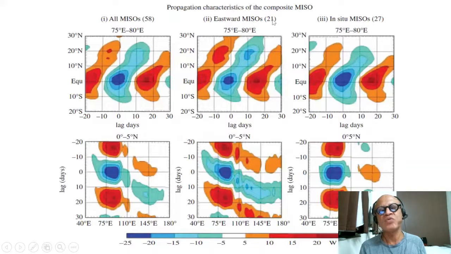Out of the 58, 21 have strong eastward propagating mesos, which is clear when you look at the same time period between 0 and 5 north. So you can see a clear longitudinal propagation towards the east. So there is a northeastward propagation, if you will.